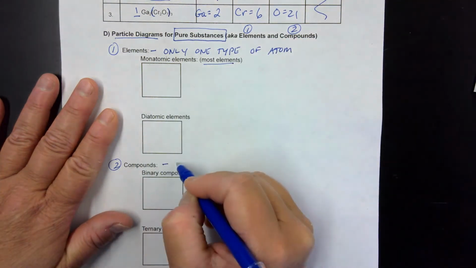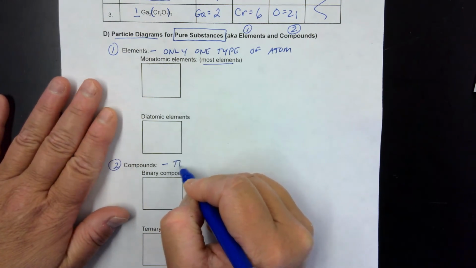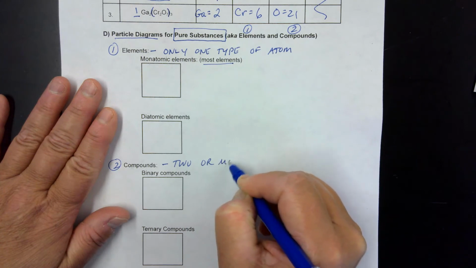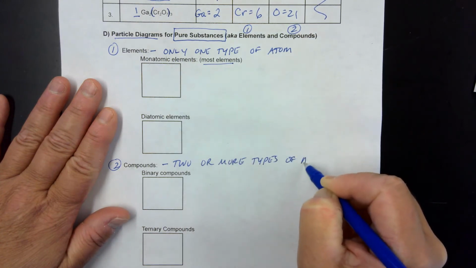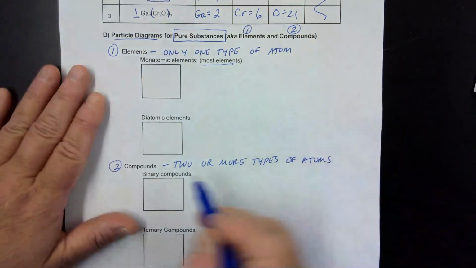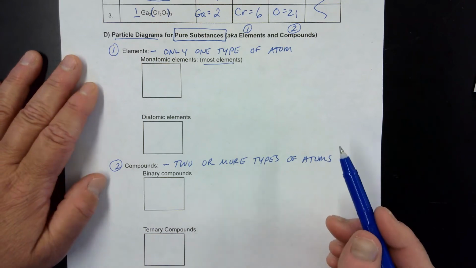A compound, you are going to see 2 or more types of atoms. Okay, so that's going to be the quick way that you can tell that you're looking at either an element or a compound.